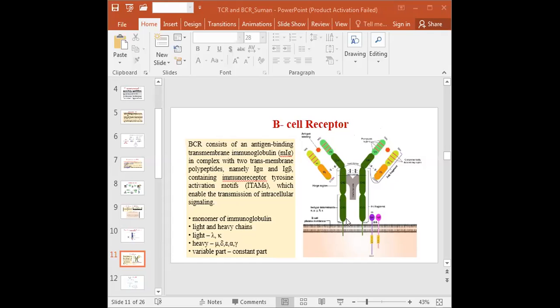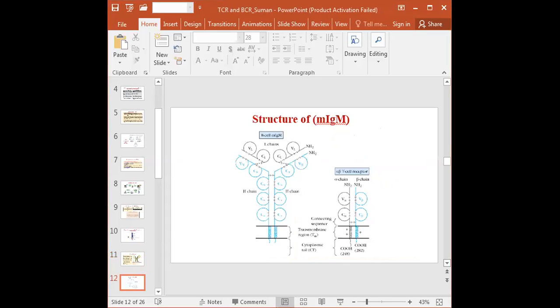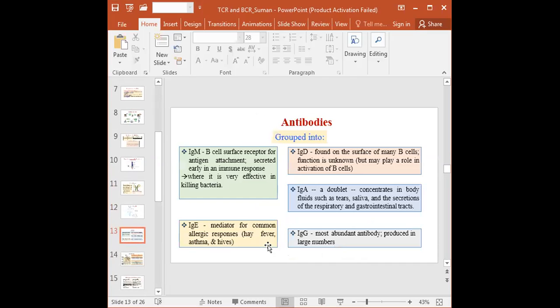So this is the structure of the B cell receptor, and here you can see a specific structure of transmembrane IgM that is functioning as a B cell receptor. Here you can see this transmembrane region. This is the membrane bound region of the polypeptide chains, and this is the cytoplasmic tail that is functioning in the signal transduction process.